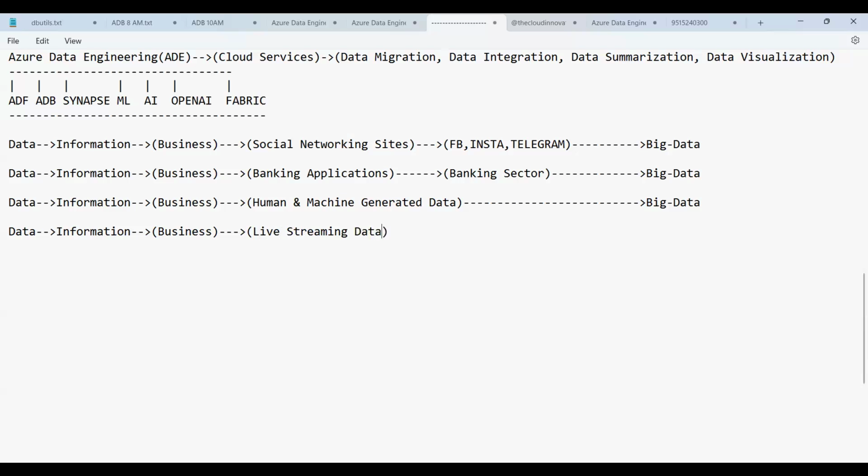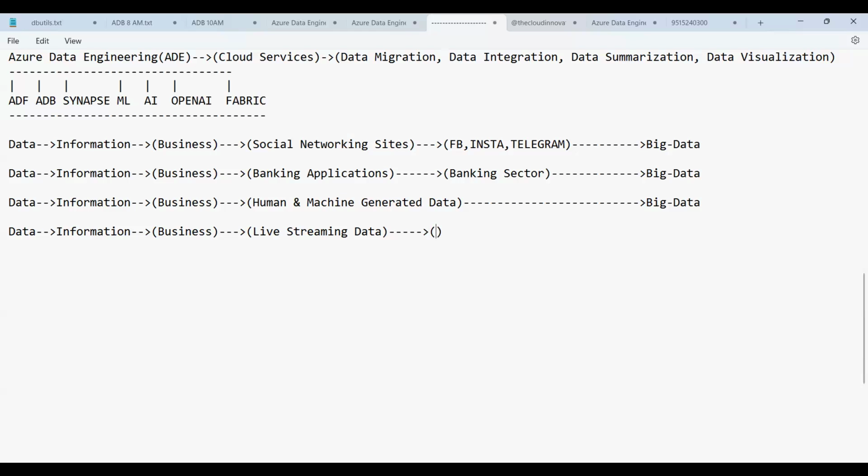So what does live streaming data mean, guys? Live streaming data is nothing but the data which we get on a continuous basis. There will be no interruption for the data. Tell me, everyone, the data which we get from where, guys? The data which we get from the following.